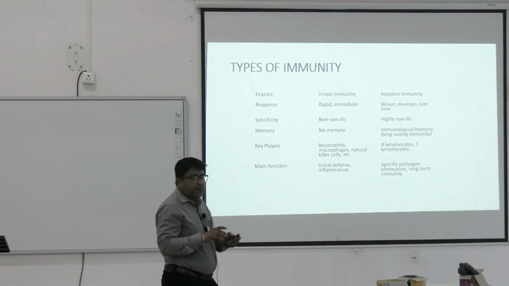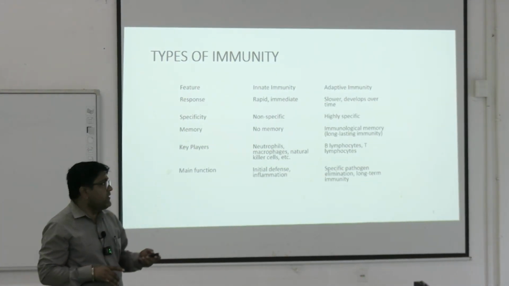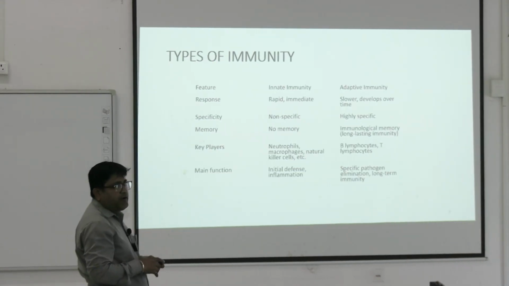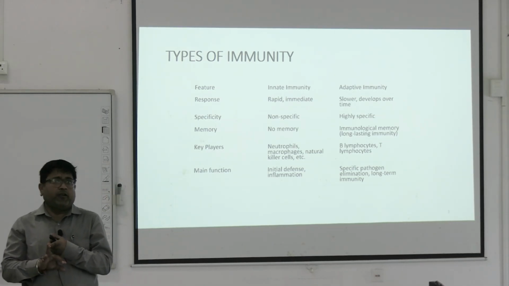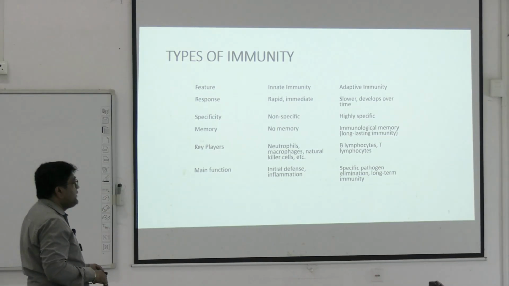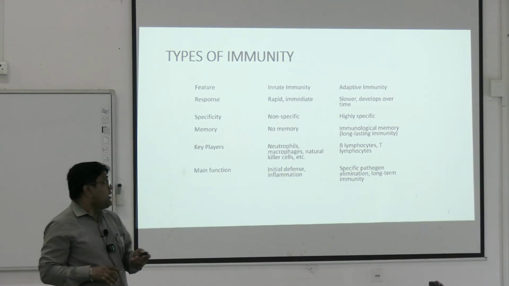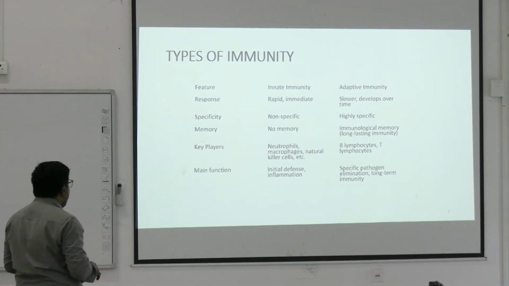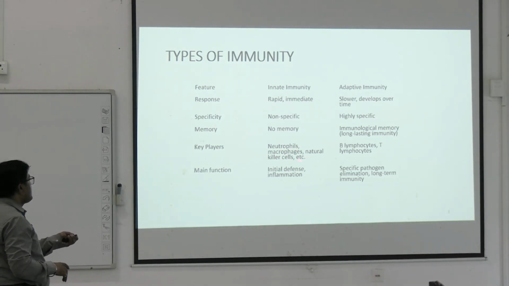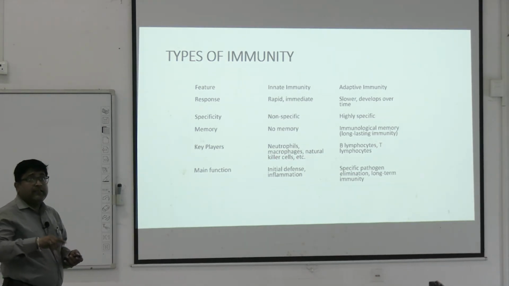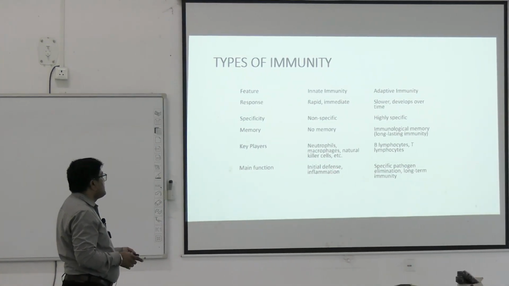Now, what are the types of immunity we have? As per our knowledge from the physiology, it can be innate immunity or adaptive immunity. So, immunity can be broadly classified into innate immunity and adaptive immunity. What do we mean by innate immunity? It is basically the immunity that is present since birth. So, it is rapid, immediate, non-specific, no memory is required for this response. Neutrophils, macrophages, natural killer cells, they exhibit the innate immunity resulting in initial defense and inflammation.